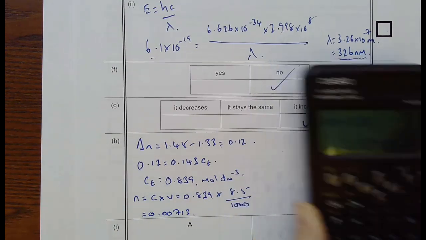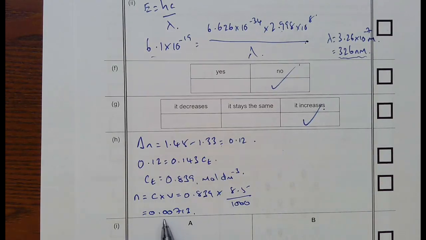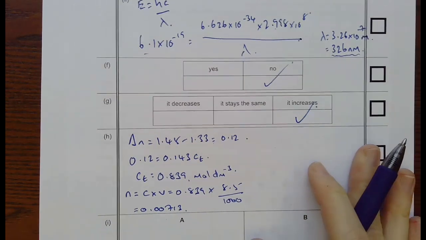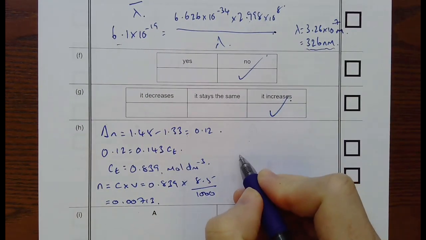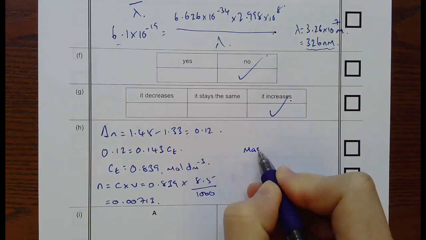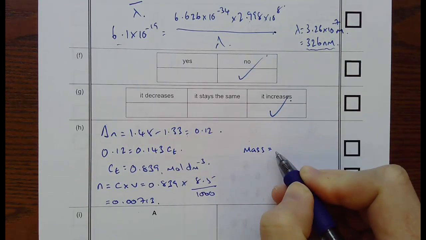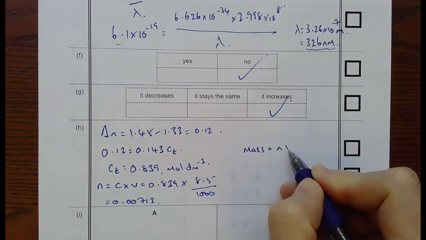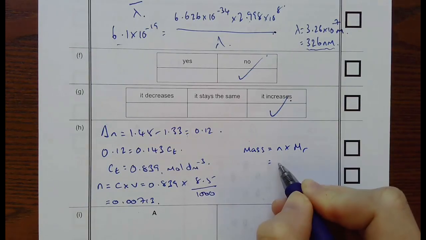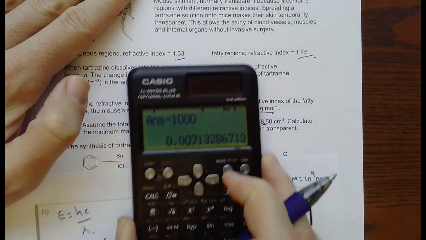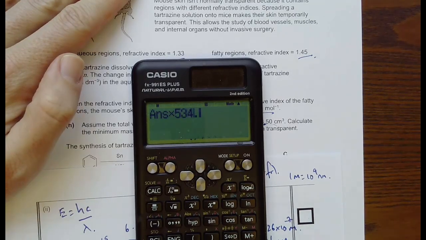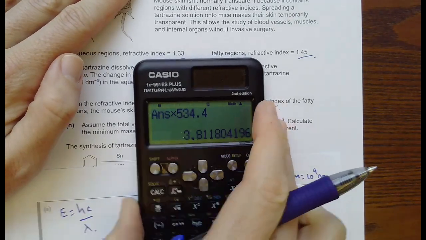0.00713. Always good to write out your working and any intermediate values you get, just in case you don't get the final answer. There might be some extra marks to pick up. So now my mass required is going to be my moles I've just calculated, multiplied by the molar mass, which is, I'm given here, 534.4. So I'm just going to multiply that by 534.4 to give me 3.81 grams.